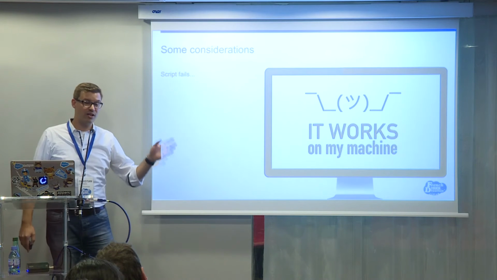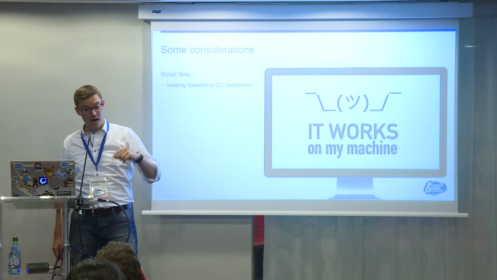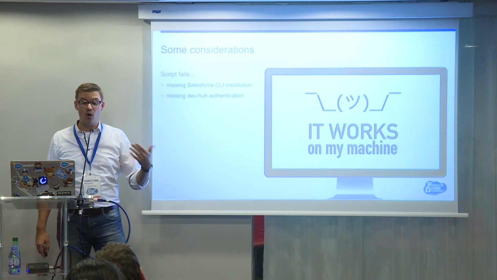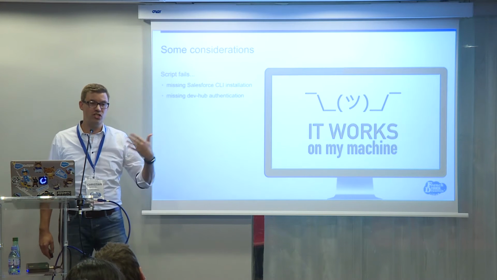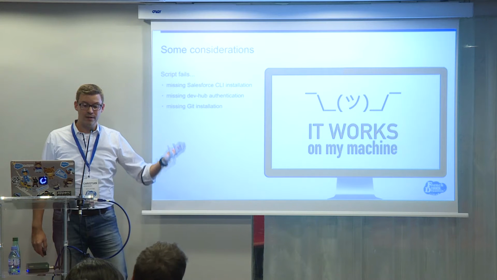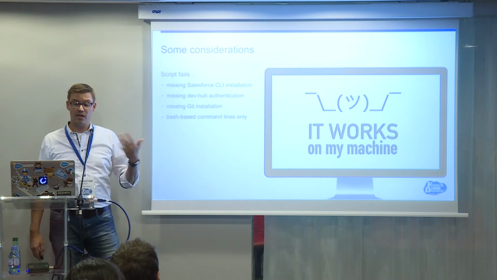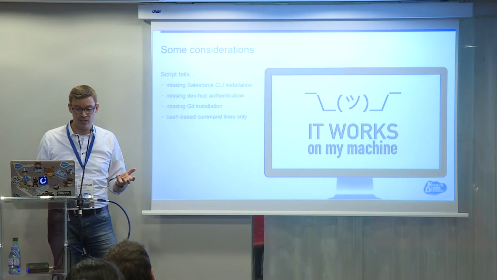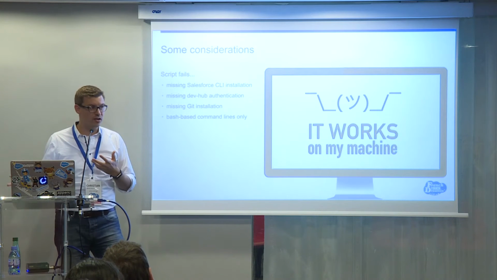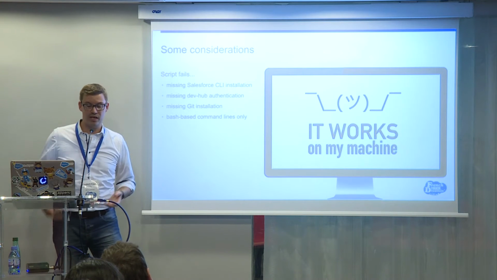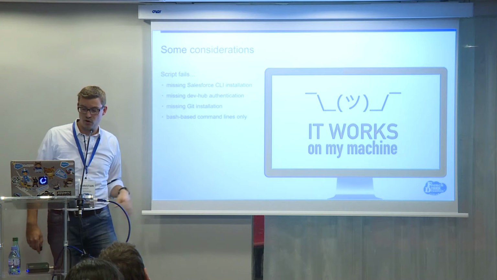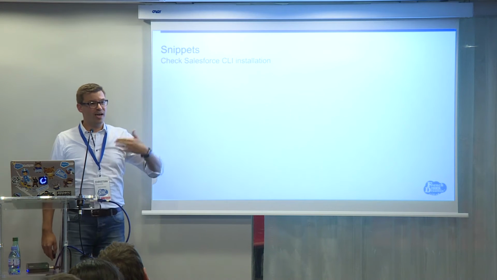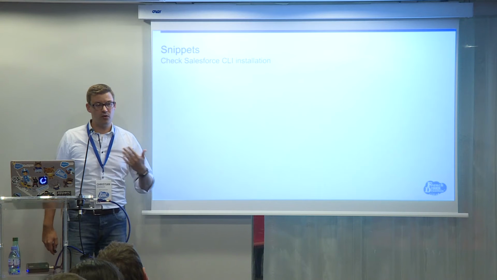So why? Because the script could fail. For instance, you don't have a Salesforce CLI installation, or you don't have the Dev Hub authentication you need to spin up a scratch org. You maybe don't have Git installed, and all the snippets only work for bash-based command lines. There is also other syntax for other command line interfaces, so these snippets are for bash-based command lines only. But nevertheless, I give you some snippets to get around this burden when you start with automation.